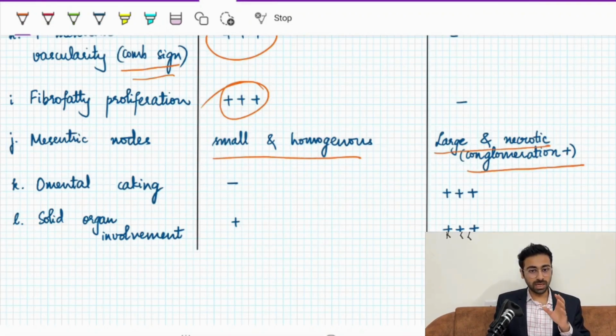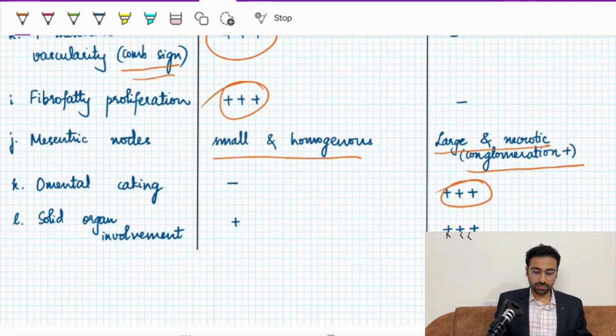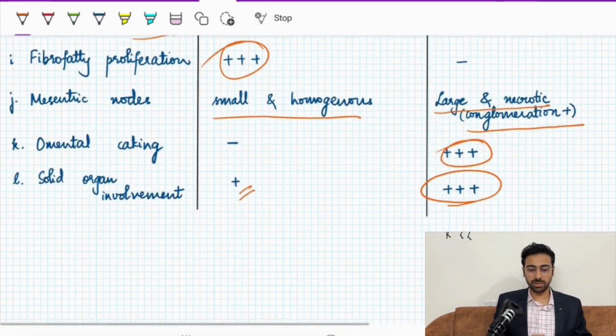Now, very good diagrams I have covered in the abdominal TB module, the link of which you can find in the description below. Do check out that particular module because that also is a very, very important topic. Omental caking is very frequently encountered in abdominal tuberculosis, and solid organ involvement is rarely seen in Crohn's, whereas very, very frequently in abdominal TB.